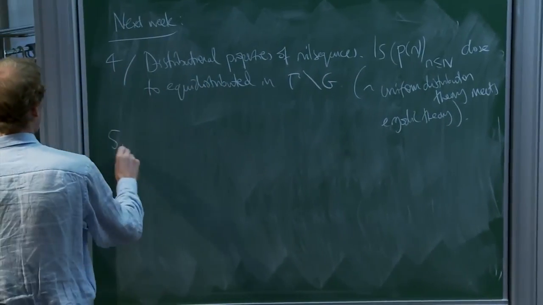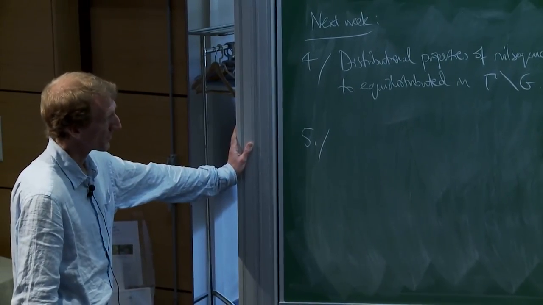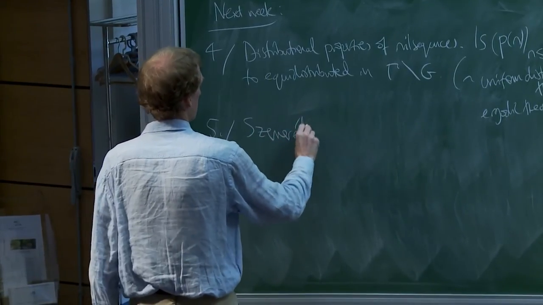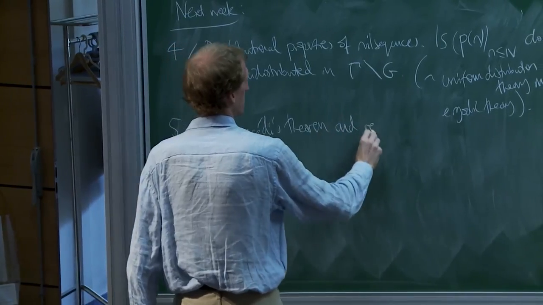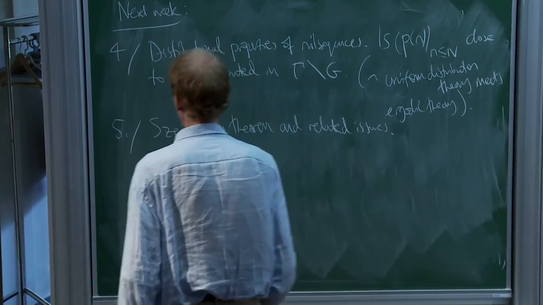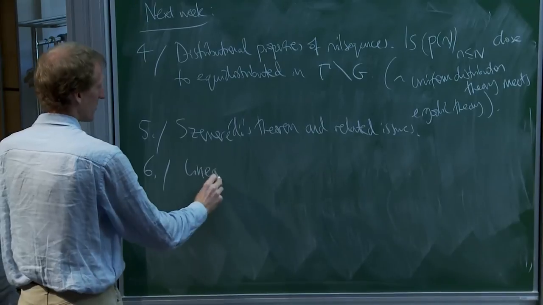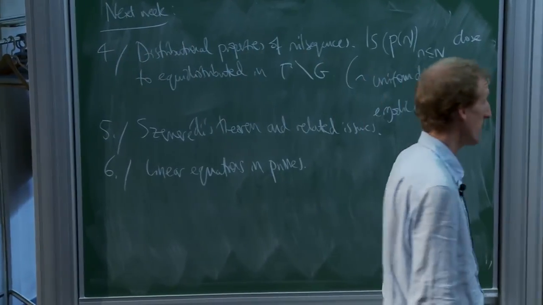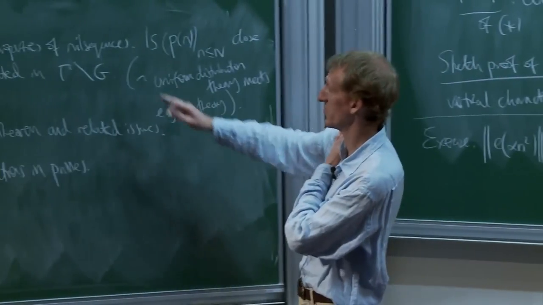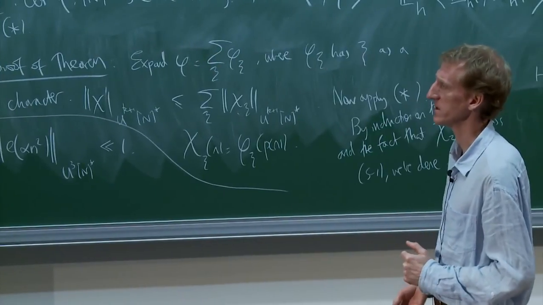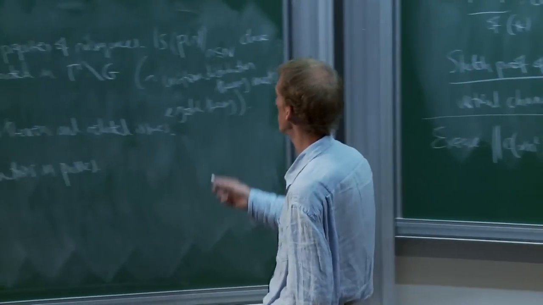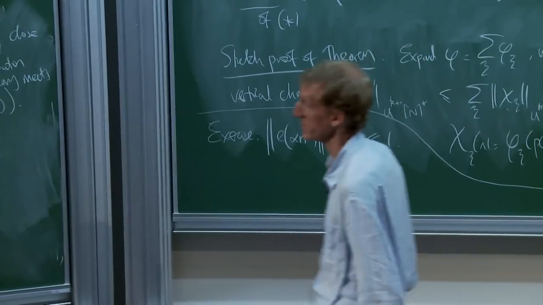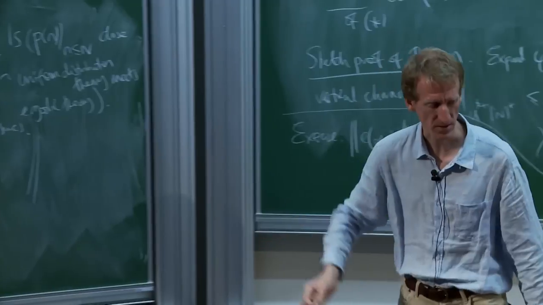And then in the fifth lecture, I'm going to talk about the two applications that I mentioned at the start. So in the fifth lecture, I'll talk a little bit about Szemerédi's theorem and related issues. And then in the sixth lecture, I will talk about some aspects of linear equations in primes. Now these will all use, to talk about distributional properties, one does need to use facts about polynomial sequences again, but I will recall what I needed. And to talk about either of these two issues, one needs to use the Gowers norms and also things from here and from what I've said this week.